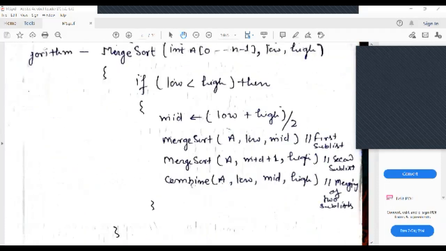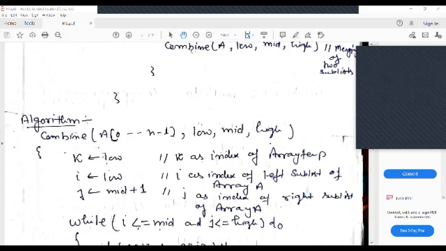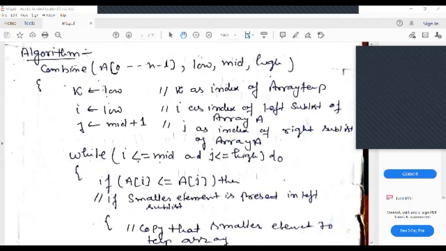So as soon as the algorithm will encounter combine A, low, mid, high, it will call this procedure, that is combine. Okay, so how will combine work? See, so you have used three kinds of variable. K, again, see what concept you are using here.